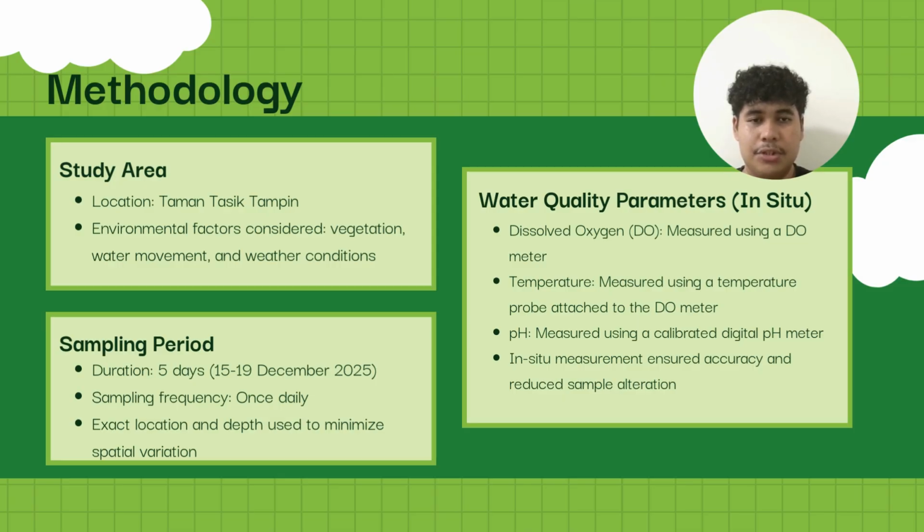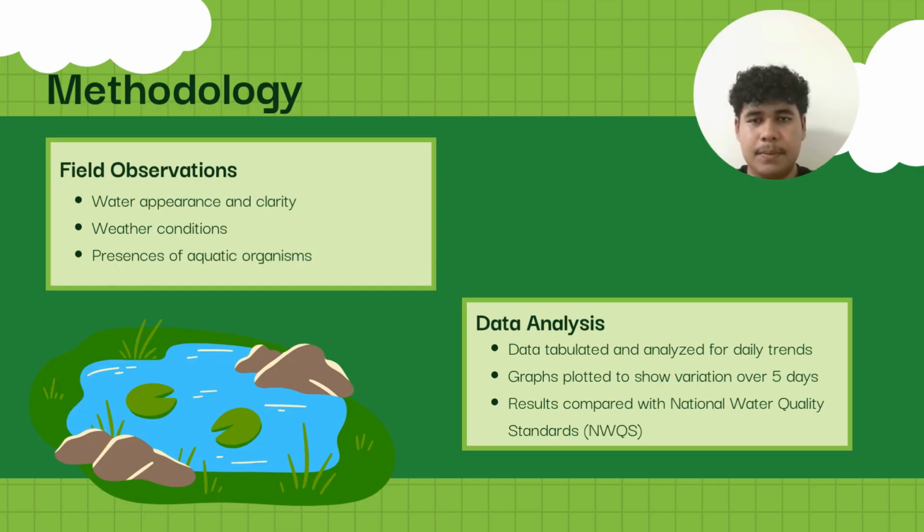The second one, temperature. We measure using a temperature probe attached to a DO meter. And lastly, pH. We measure using a calibrated digital pH meter. In situ measurement ensures accuracy and reduces sample alteration. For the field observations, the first one is water appearance and clarity. Other than that, weather conditions, and lastly, presence of aquatic organisms.